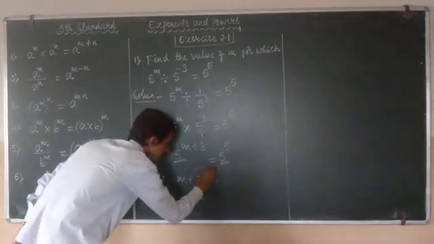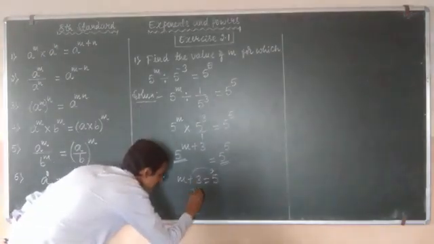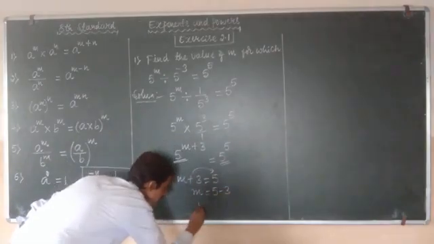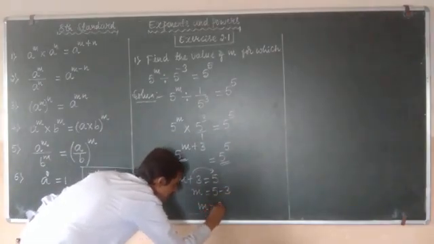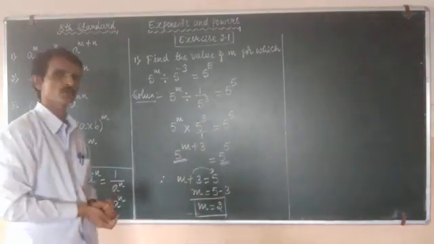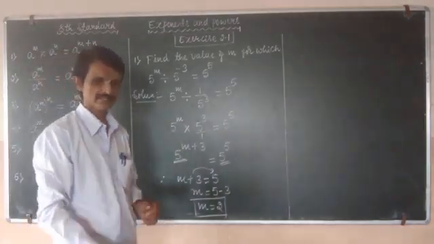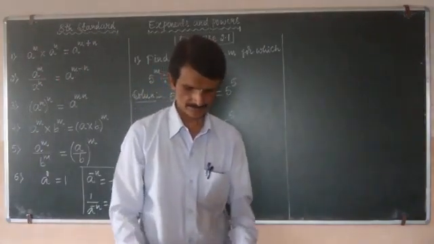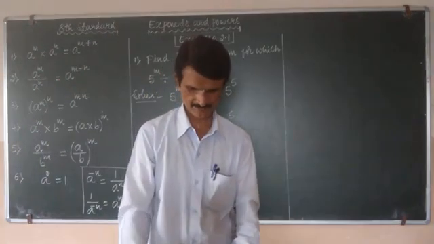So now transfer this 3 to the right side. You will get m equals 5 minus 3. So m equals 2. So the value of m is 2. So now students, we will see the next program.